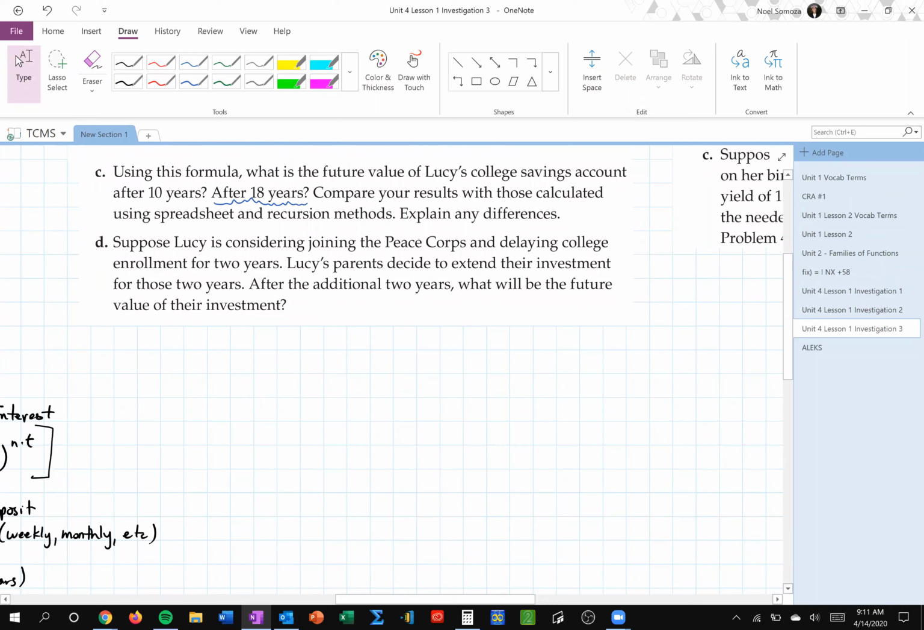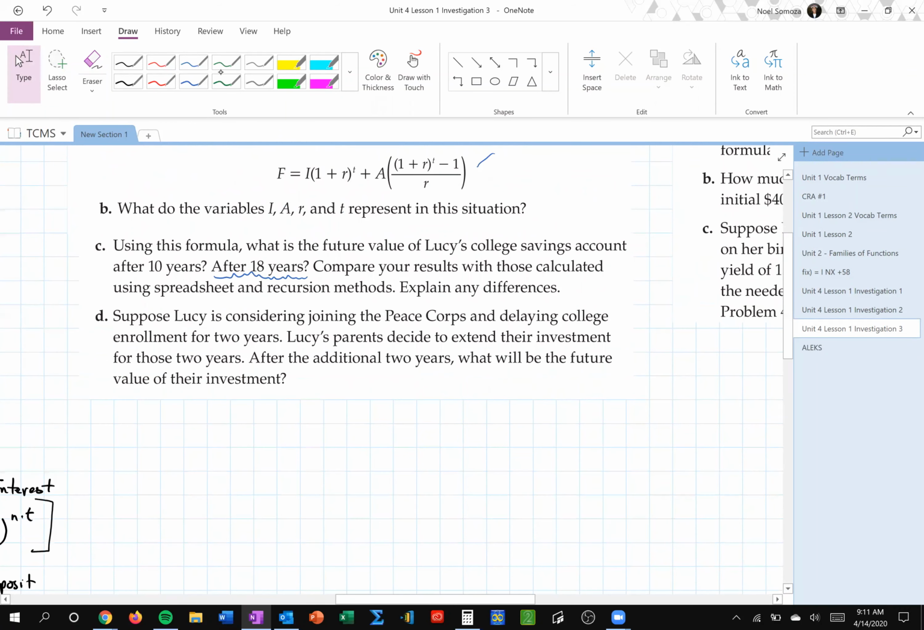All right, so real quick, let's copy this formula over one more time. So this is still part of 4C. You have F, which is the final value, equal to I, which is your initial, times 1 plus the rate to the power of t, plus A, which is the recurring deposit, times a ratio of 1 plus the rate to the t power minus 1, all over your rate.